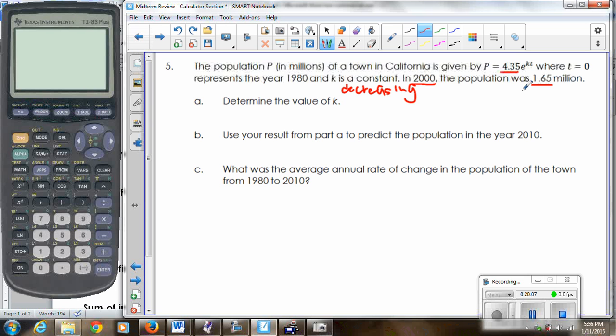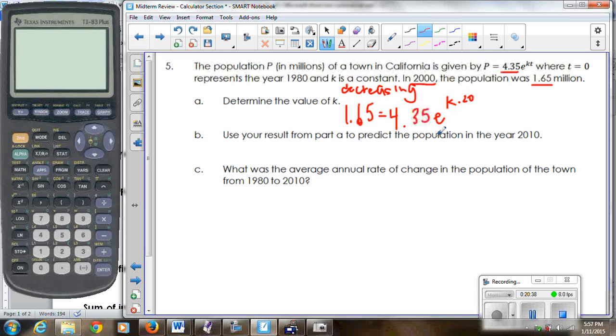So the population, P, would be 1.65, and that would equal 4.35 E raised to the K, which I don't know, times T. Well, I have to figure out the corresponding time, or T value, for the year 2000. Well, I know that T equals 0 corresponds to 1980, and 2000 is 20 years later. So that's going to be the value of T that I'm going to plug into my equation.